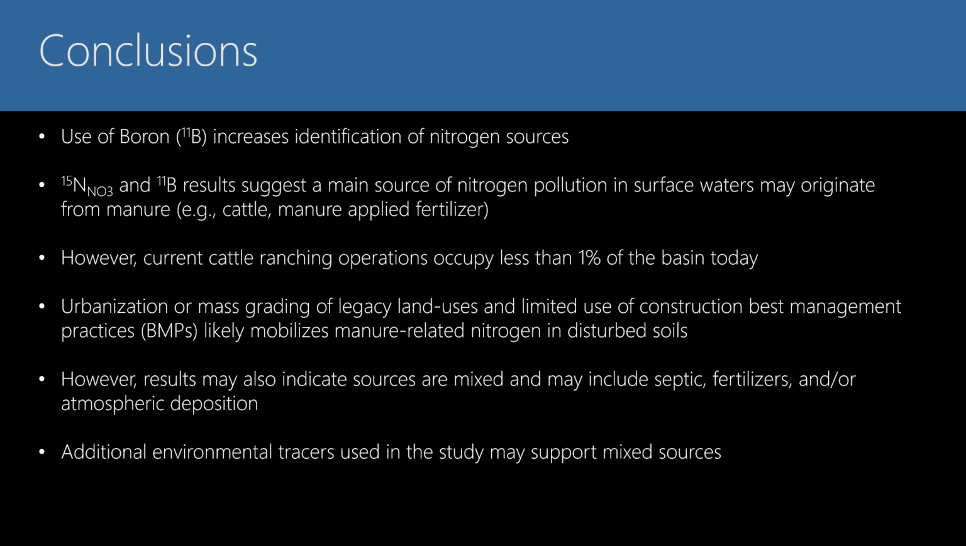So where is the manure coming from? Well, based on our analysis of the study design and the location, we believe that mass grading for urbanization purposes is disturbing soils that are rich in nitrogen from these historic land uses. And maybe the lack of or limited use of construction best management practices during this urbanization period is likely mobilizing manure-related nitrogen in those disturbed soils. However, results may also indicate there are different sources, and they could be mixed, not just manure. And they may include septic, fertilizers, and/or atmospheric deposition.